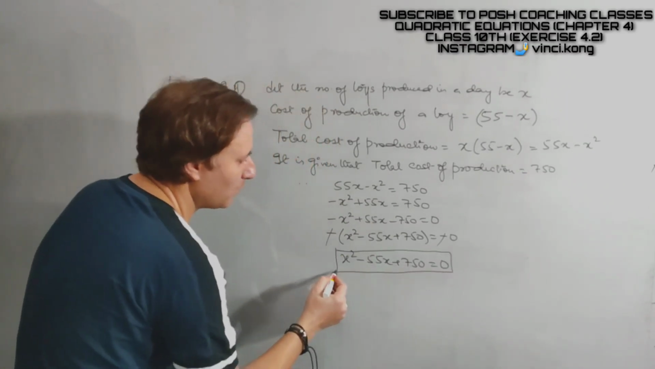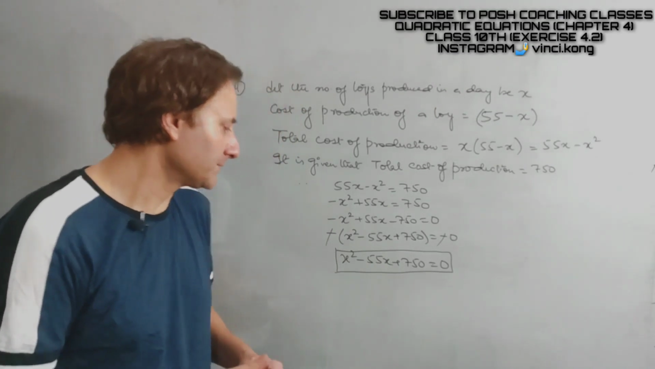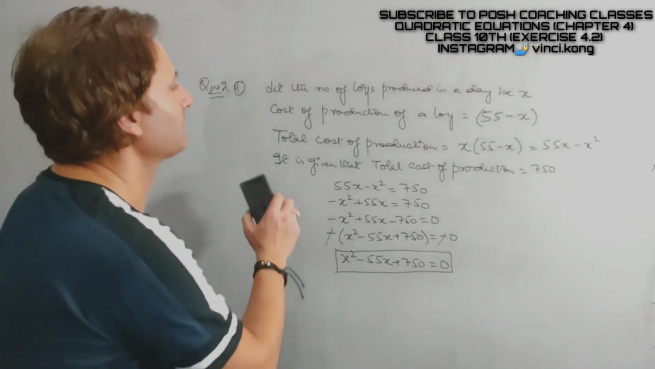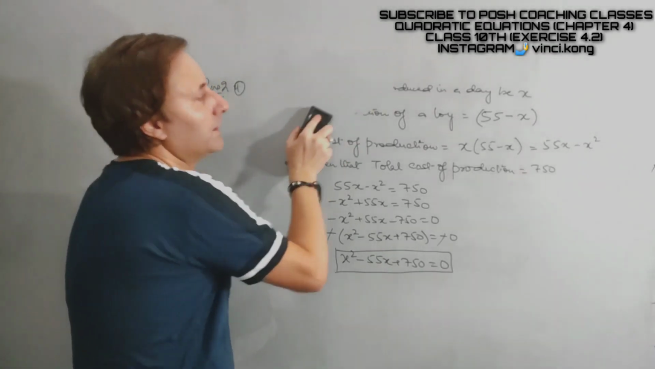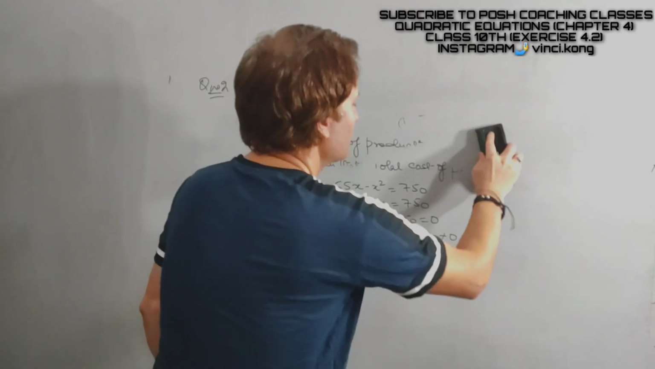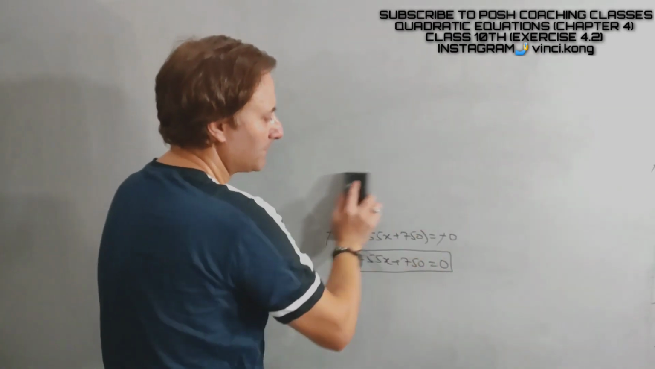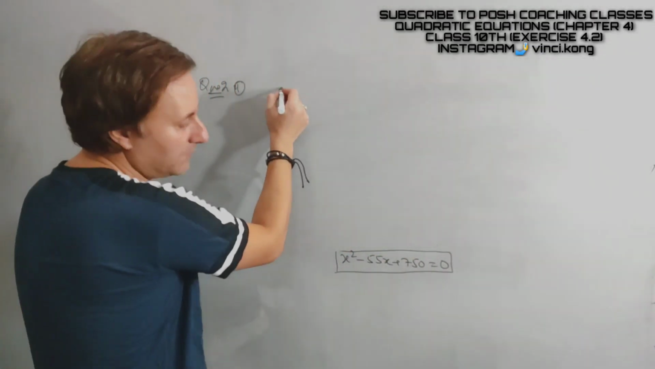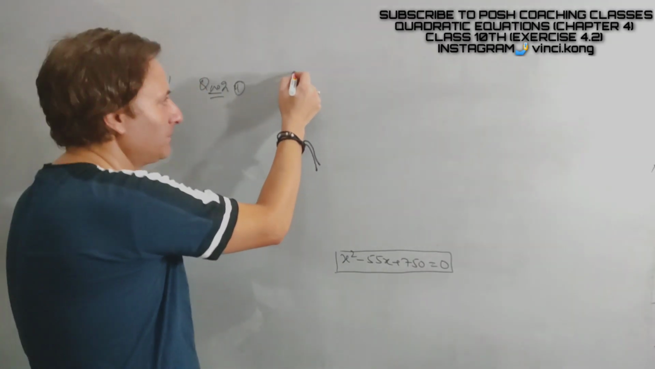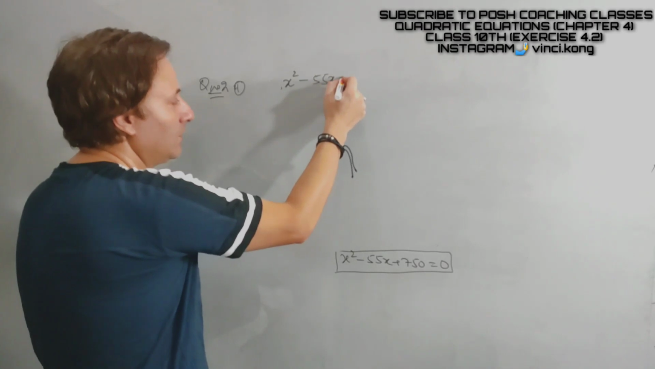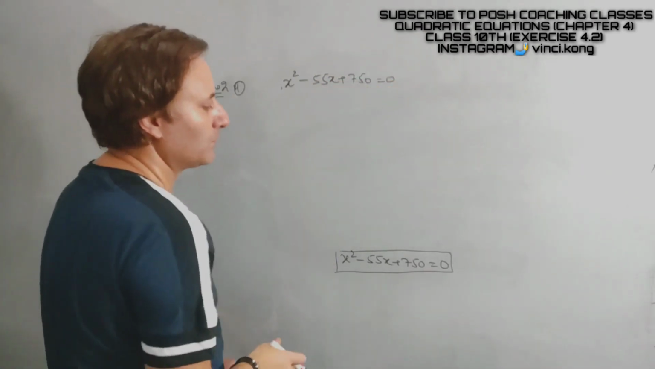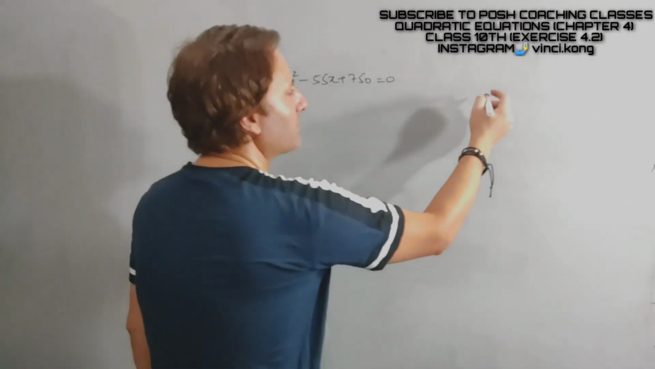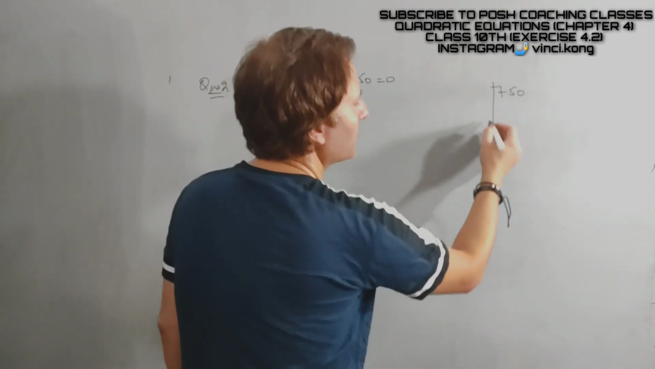So this is the equation we were looking for, but we still have a long way to go, because we need to find the value of x, the number of toys produced in a day. So let's go ahead and solve this question by the same method we used earlier, and the method is factorization. So first of all, I'll write the same equation one more time. It says x squared minus 55x plus 750 is equal to 0. Now I'm going to take the factors of 750.